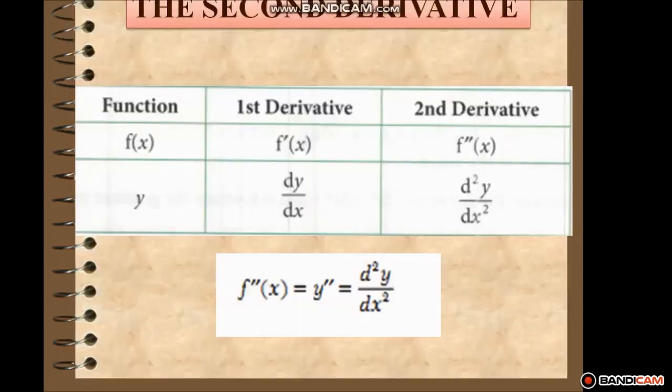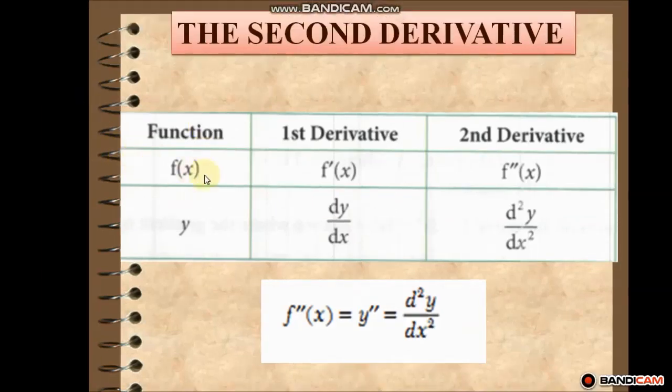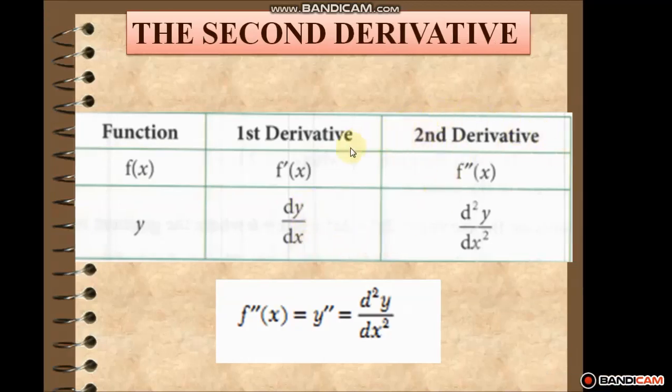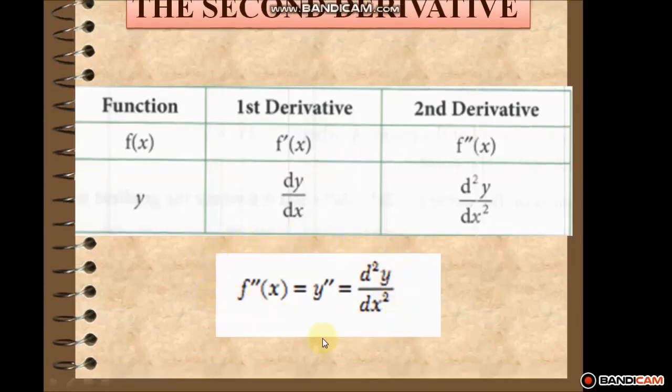And now we have the second derivative. As you know, we can write our function as f(x) or as y. The first derivative will also be written as dy/dx, and the second derivative means that from the first derivative we take the derivative again, then we get the second derivative. We write it like d^2y/dx^2. So you can see three different ways we can write the second derivative.